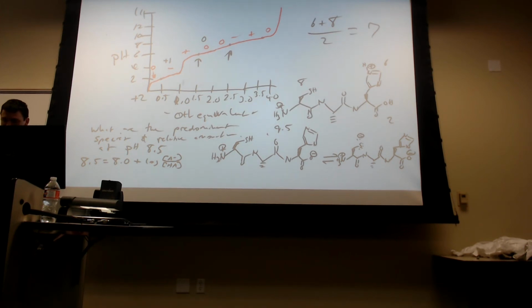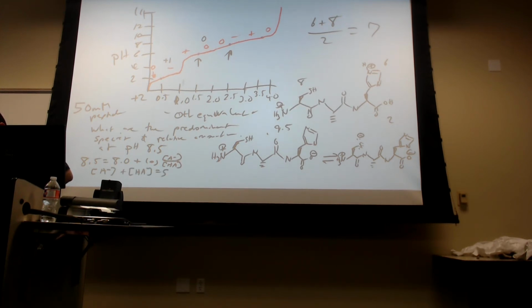You make up two equations. Let's say I said it was 50 millimolar of peptide. You remember this? Then we would set up another equation: A minus plus HA equals 50 millimolar. From that we could solve for the ratio, and then rewrite this equation in terms of the other. You guys remember that from algebra?